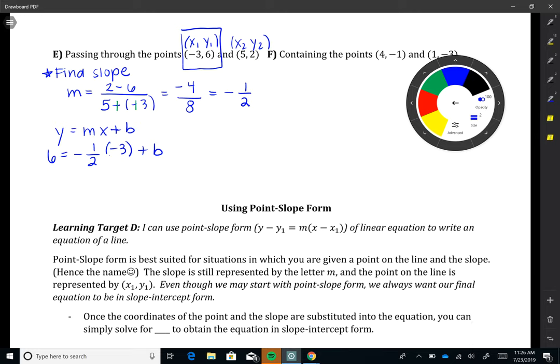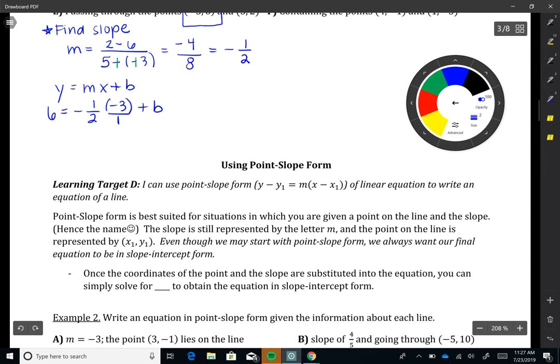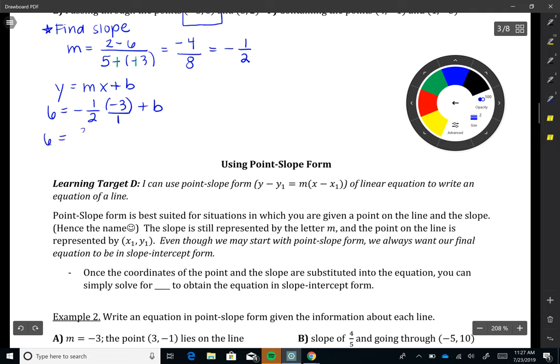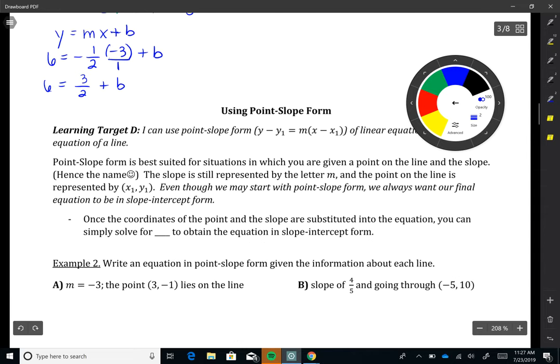So the first thing I'm going to do is multiply my slope and my x. To multiply a fraction, you just multiply straight across. Now notice I'm taking a negative 1/2 times a negative 3 over 1. That is going to give me a positive 3 over 2. I'm going to keep that as a fraction because we can never get too good at adding and subtracting fractions. I need to subtract 3/2.